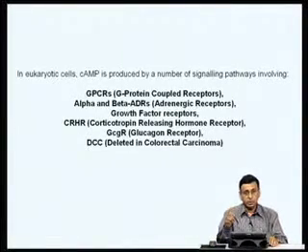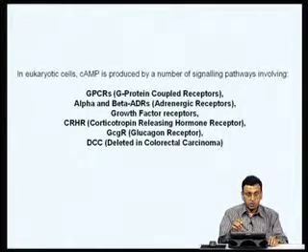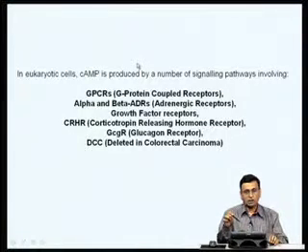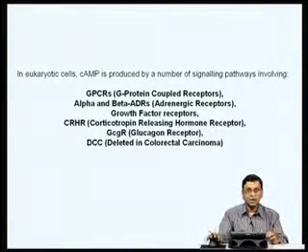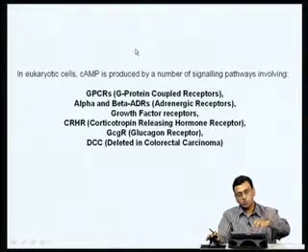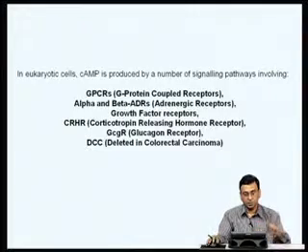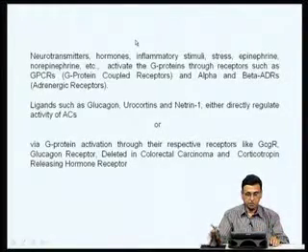Now, cyclic AMP is produced by a number of signaling pathways, some of which I have discussed here, and what we will discuss today is the GPCR pathways. In addition to that, you have alpha and beta adrenergic receptors, growth factor receptors, corticotropin releasing hormone receptor, glucagon receptor, DCC or deleted in colorectal carcinoma. All these receptor pathways ultimately result in the synthesis of cyclic AMP as a second messenger. So, whenever these pathways are activated by their cognate ligands or hormones, it results in the synthesis of cyclic AMP, which then acts as a second messenger.